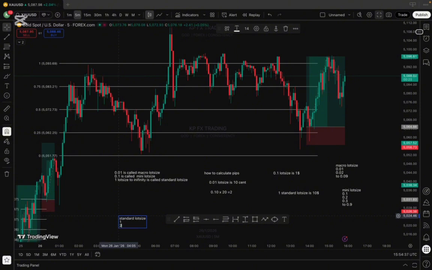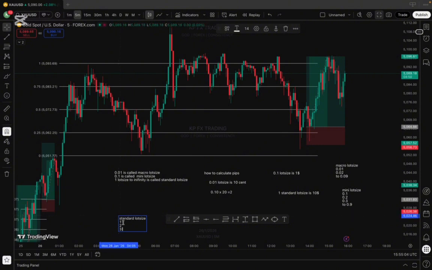2, 3, to infinity. This one doesn't have an ending. They can go to 300 now. The only ones that have an end are the micro lot size and mini lot size, but the standards don't. You can be using 100 lot size, you can be using 200 lot size, depending on your account weight. You feel me? But that's why they call it standard.